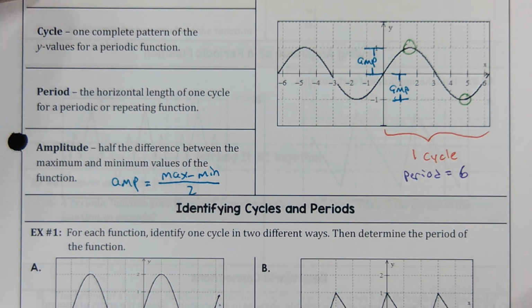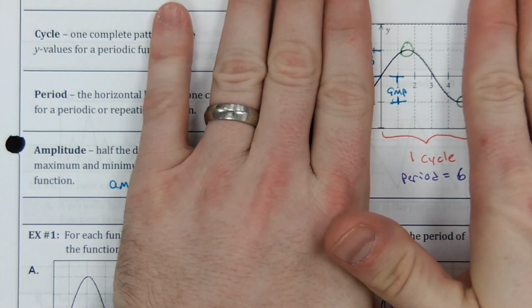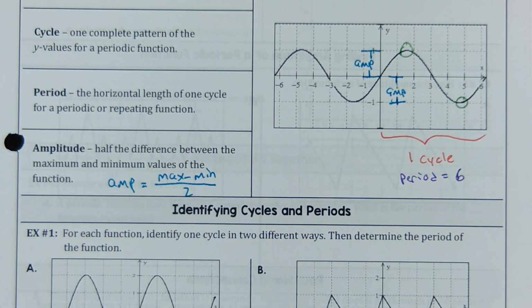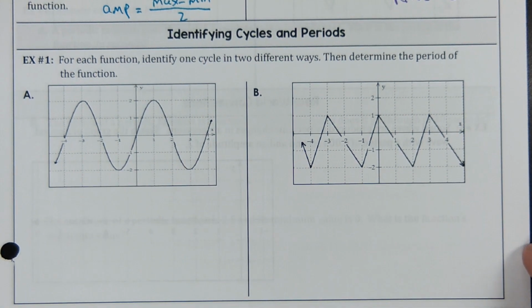I showed you when I was putting my hands up cycles like that, and I showed you different ways of measuring them. But I didn't put words to it. For each function, identify one cycle, but do it in at least 2 different ways.